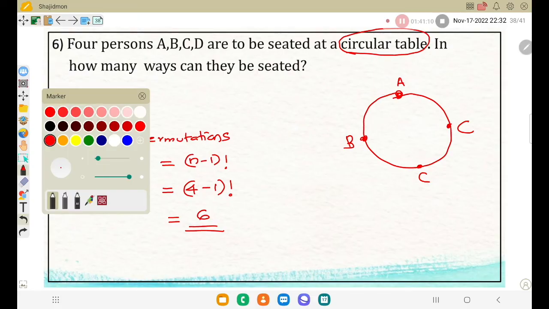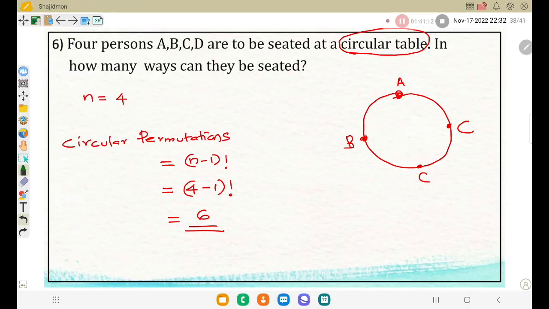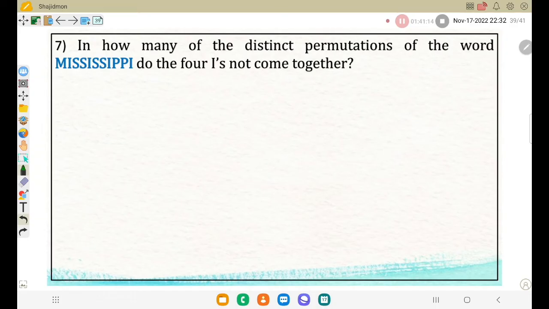Okay, now let me go to the next question. Question number 7 and 8, a little lengthy question. You have to be careful with these questions. Question 7. In how many of the distinct permutations of the word Mississippi do the 4 I's not come together? This is our 7th question.